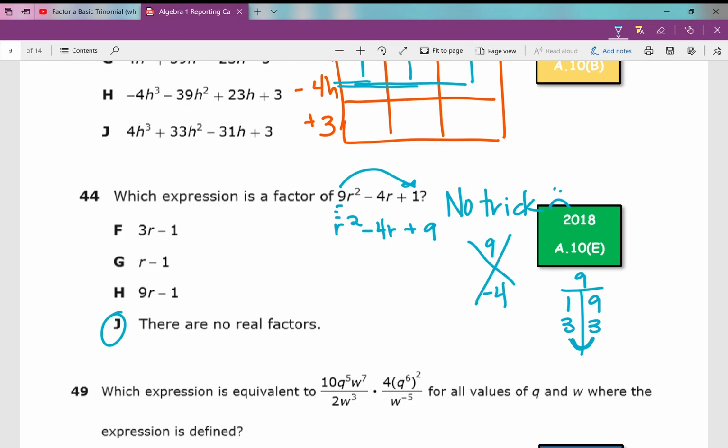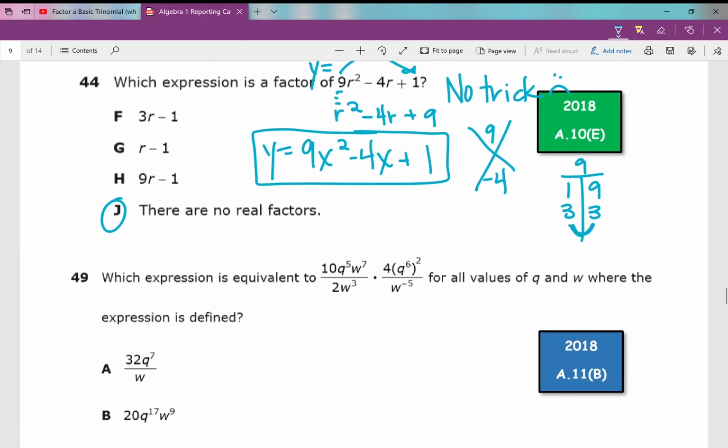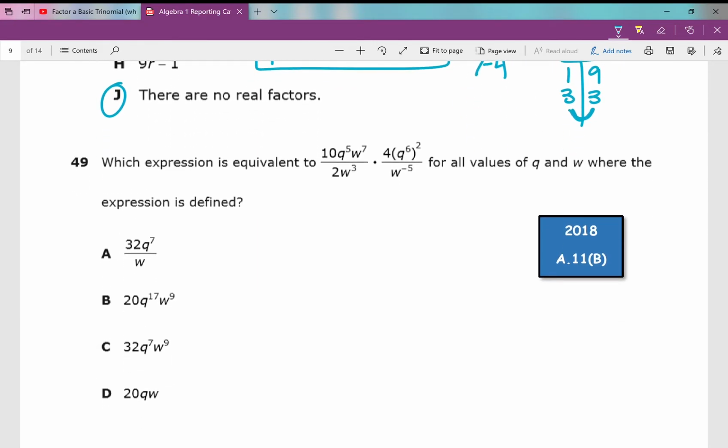Now, if you have factors of a quadratic, when you graph this in y equals, it will cross the x-axis. If I graph this, 9x squared minus 4x plus 1, on my calculator, it doesn't cross the x-axis, so there won't be any real factors. Okay, let's go on to number 49.